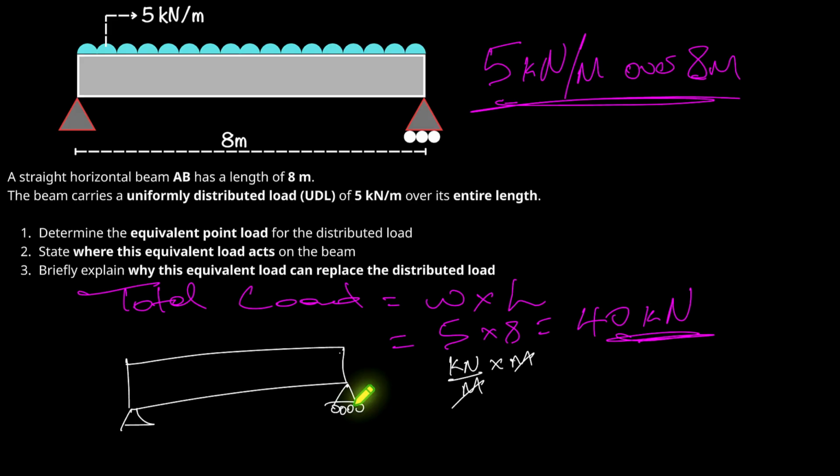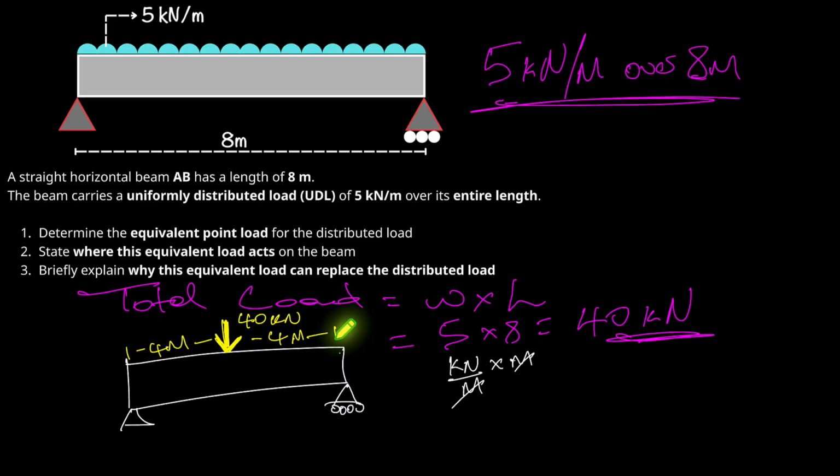Now, for a uniformly distributed load, the equivalent point load always acts at the center of the load. So what we'll have now is a point load right there of 40 kilonewtons. And if the full length of our beam is 8 meters, then that point load would be acting at the center. So on either side, we would have 4 meters.